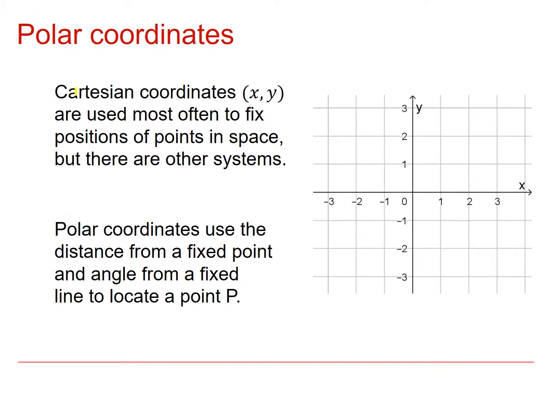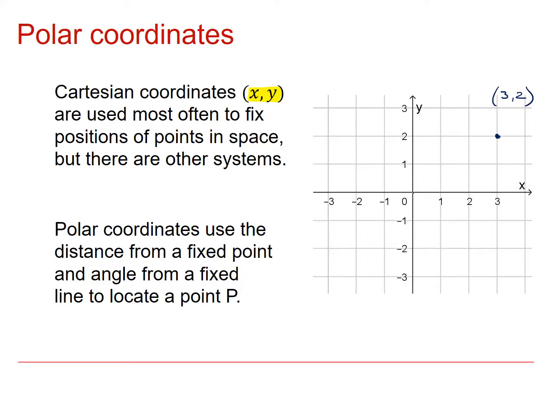Let's look at a normal graph. To describe the position of a point on this graph, I'd use Cartesian coordinates, x and y, the lengths on horizontal and vertical axes respectively. This point here, for instance, could be described by the coordinates (3, 2).